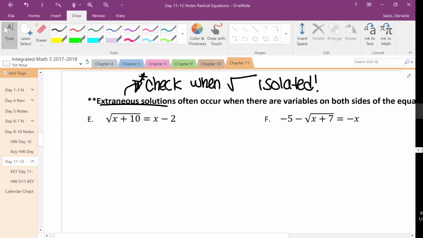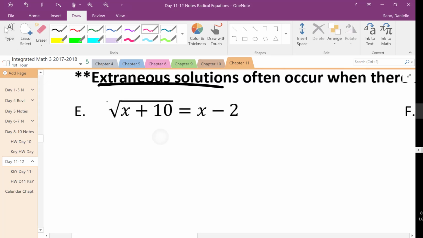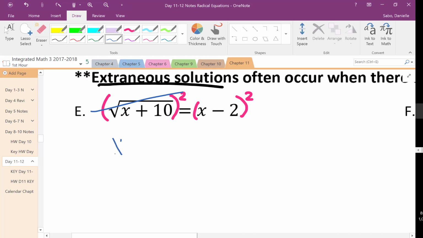Okay, here we go. The question is, is it isolated first? Yes, it is. So now what do I do to both sides? Yeah, I square it. Now this is not as pretty as the other ones, because now, again, we can't just distribute that 2 in. We actually have to multiply it out. But I have x plus 10 equals now my x minus 2 times x minus 2. Because when something's squared, you multiply it by itself.